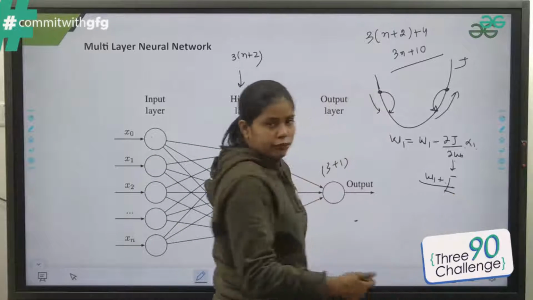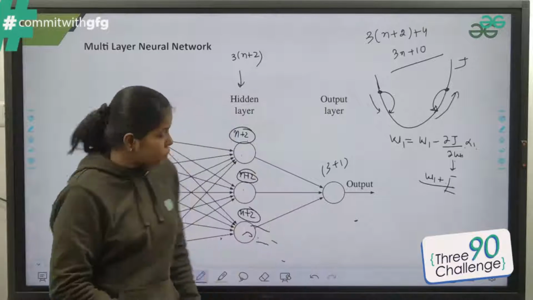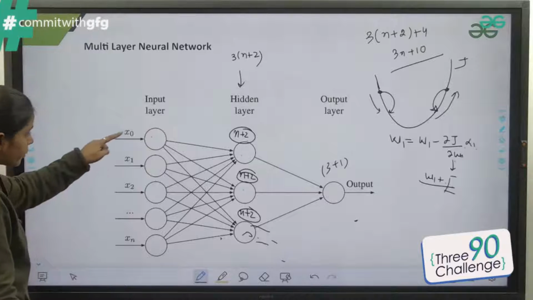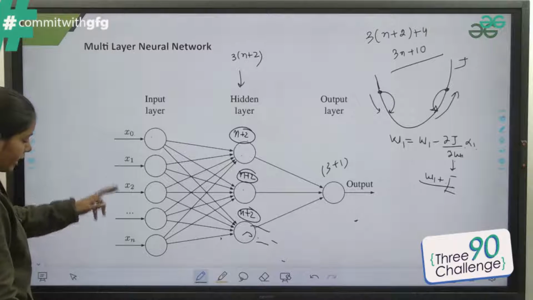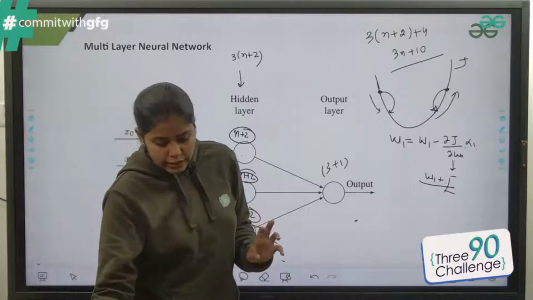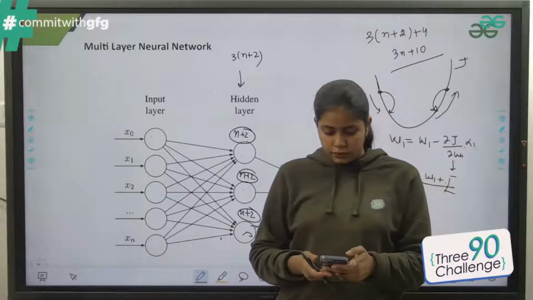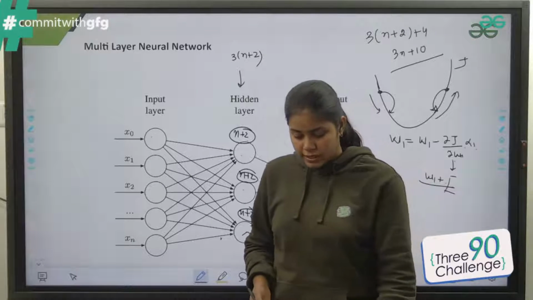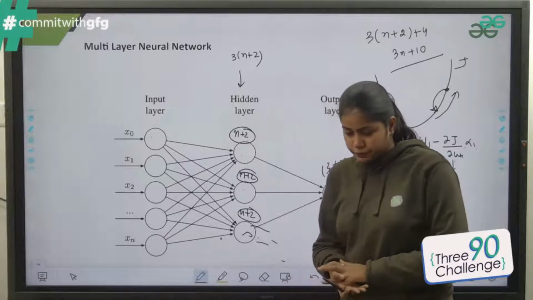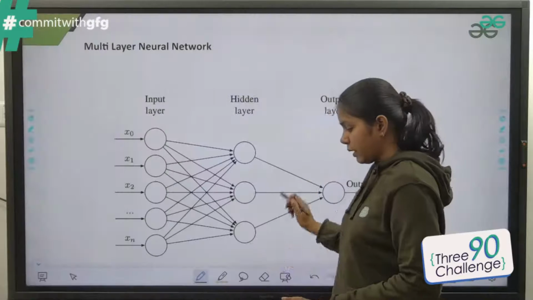We'll see in the future how we are going to handle that. Akhil is asking why n plus 2. Because I have named my features from x naught to xn, so we have n plus 1 features and one bias. I hope this is clear. Okay, so that's how a multi-layer neural network works.